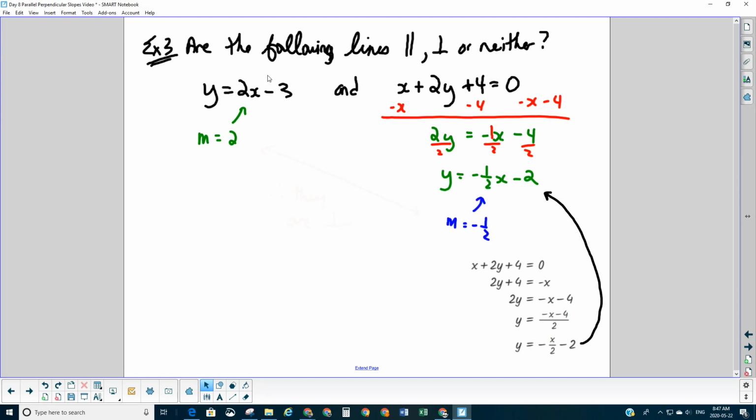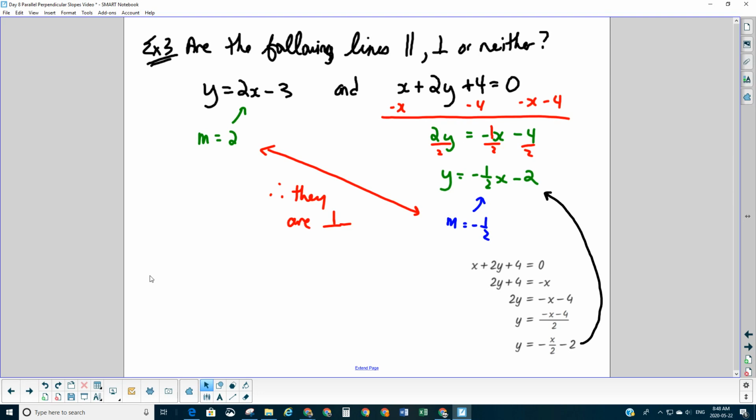So I've been able to find the slope of the first equation and the second equation, and now I need to compare them. So if I compare these slopes, I've got a 2, which is like a 2 over 1, and the reciprocal of 2 over 1 is 1 over 2. This one's positive, this one's negative. They are negative reciprocals, which means these two lines must be perpendicular.